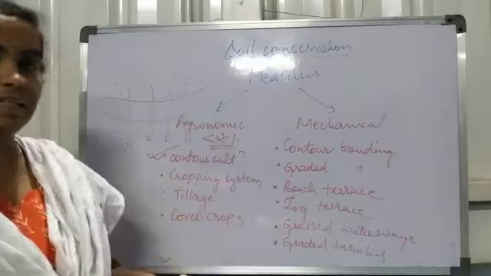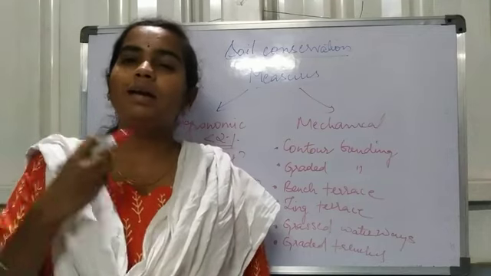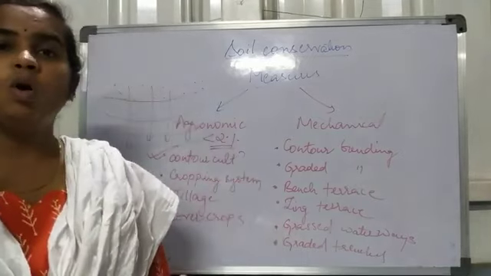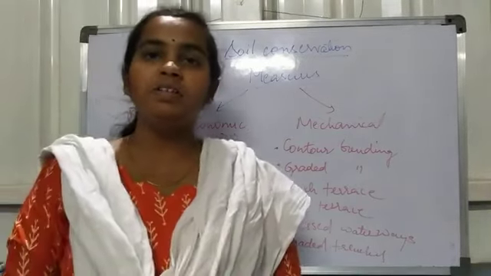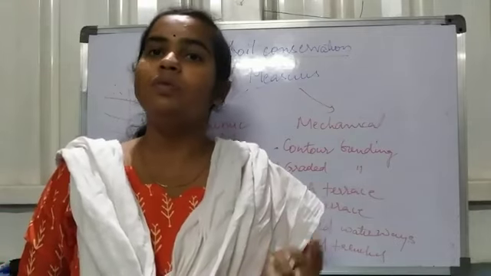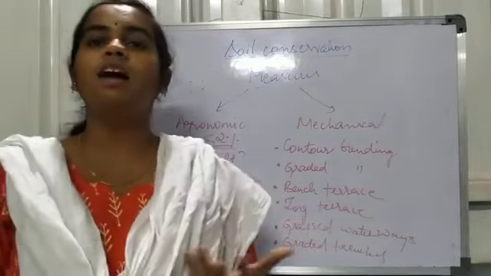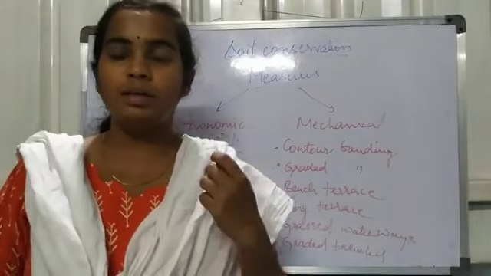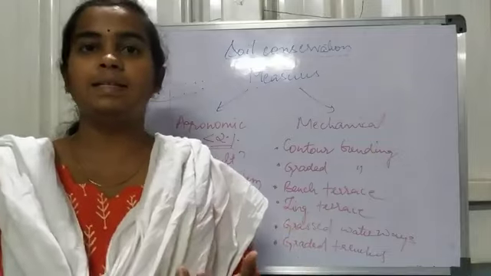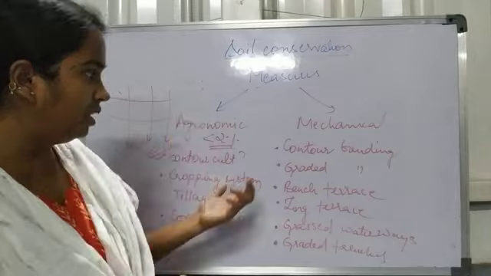And next one is tillage. In conventional tillage, plowing is done, harrowing, then planking, leveling, and in modern tillage like conservation tillage and zero tillage, the tillage operations are very much reduced, through which soil erosion can also be reduced. Next one is cover crops. If it covers the whole soil, the amount of soil which can be eroded will be very small. So these are some agronomic measures.